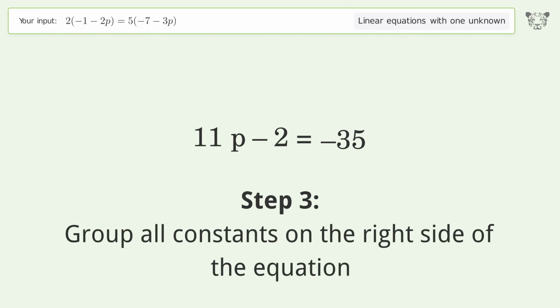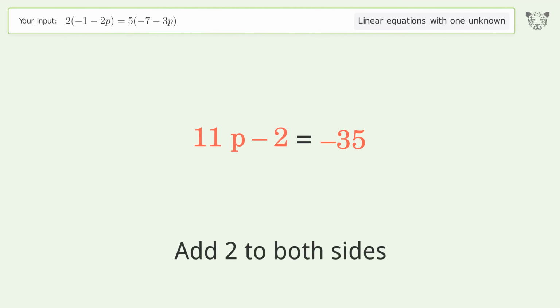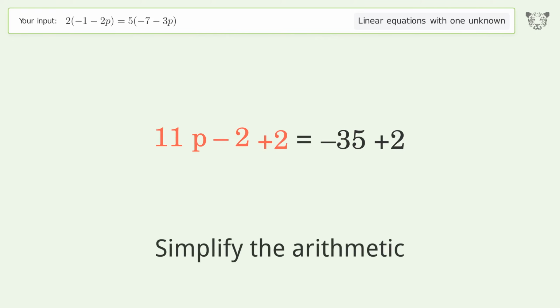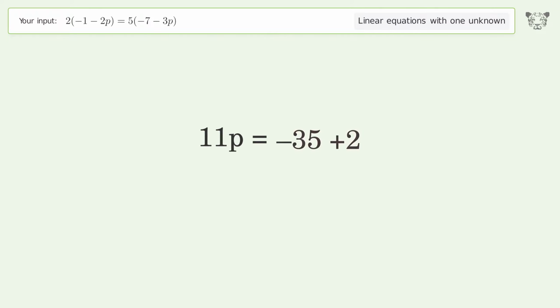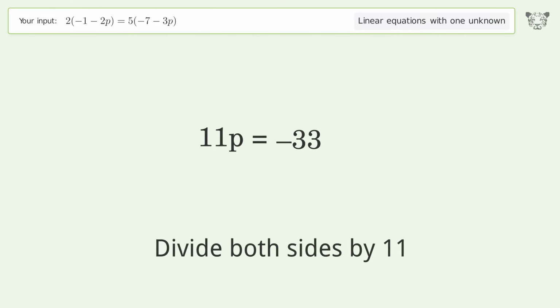Group all constants on the right side of the equation. Add 2 to both sides. Simplify the arithmetic. Isolate the p. Divide both sides by 11.